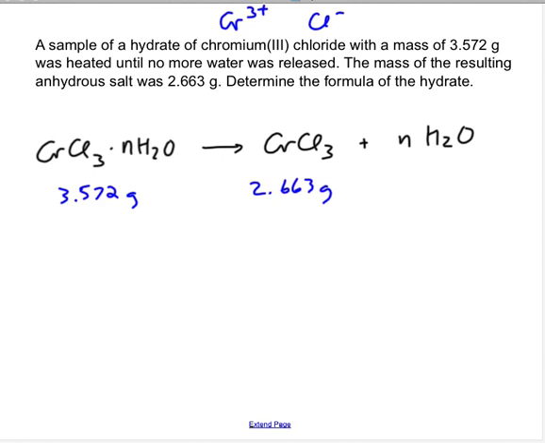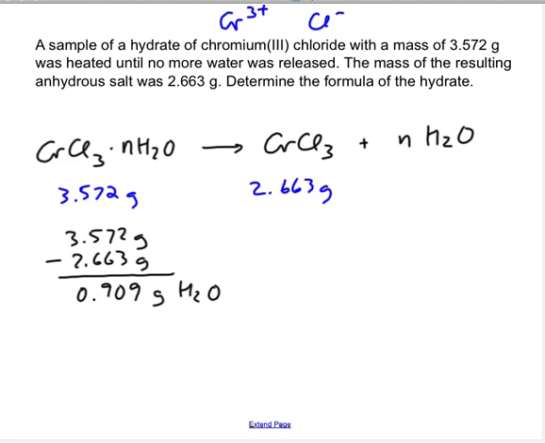So the first question is how many grams of water were produced. We'll calculate that simply by doing a subtraction. 3.572 grams of the hydrate minus 2.663 grams of the anhydrous salt gives us 0.909 grams of water. Now keep in mind that N, the degree of hydration that we're trying to calculate, is a mole ratio. It is simply the moles of water present divided by the moles of chromium-3 chloride. So all I need to do to calculate the moles of water in chromium-3 chloride is simply convert from grams to moles, which you know how to do.